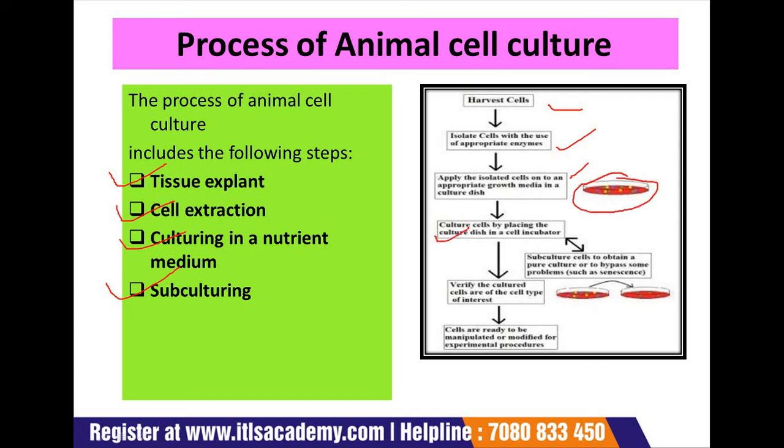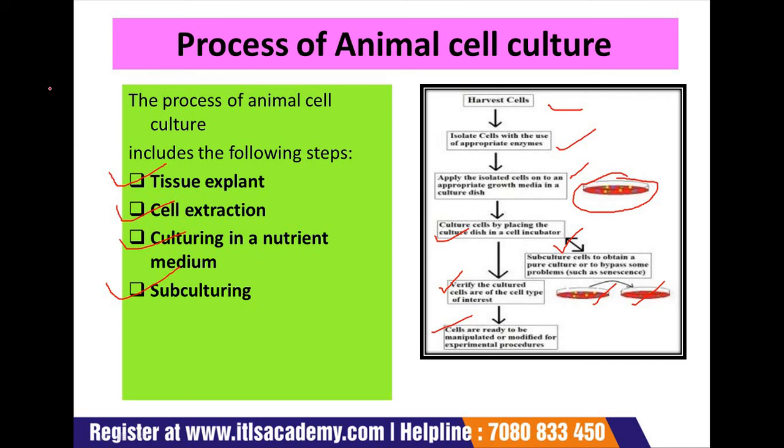And then culture the cells by placing the culture dish in a cell incubator, and subculture cells to obtain a pure culture or to bypass some problems such as senescence, and then directly verify the cultured cells are of the cell type of interest, and then the last one is cells are ready to be manipulated or modified for experimental procedure.